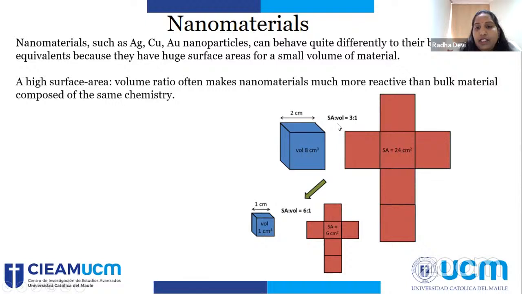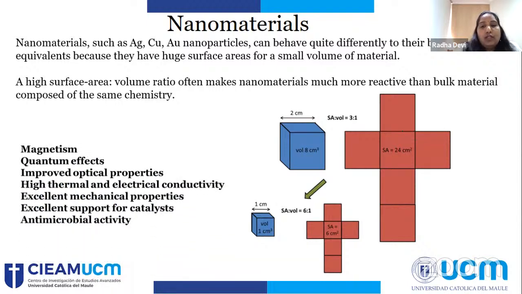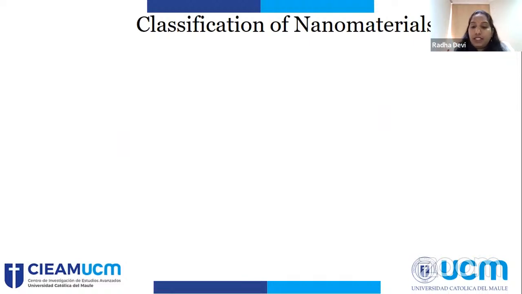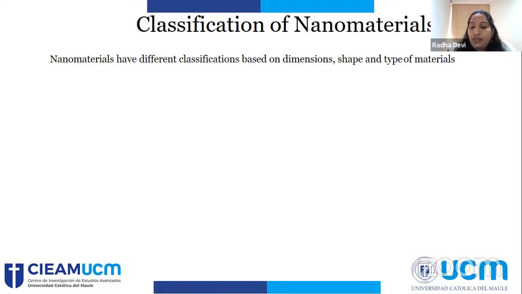As you can see here, in the bulk state it has a surface area of 3, but when it is converted to a nanomaterial, it has a large surface area for a small volume, which is more beneficial and more active for having beneficial properties. So the advantage of nanomaterials is that a bulk material which doesn't have any good properties can have nanomaterial properties, like magnetism, quantum effects, improved optical properties, high thermal and electrical conductivity, excellent mechanical properties, excellent support for catalysts, as well as antimicrobial activity. We can classify these nanomaterials based on their dimension, shape, and type of material.